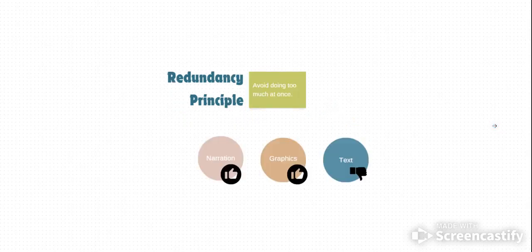And now we'll move on to the redundancy principle, which states to avoid using text simultaneously with narration and graphics. The narration and graphics are enough. Extra text will only serve to distract the learner.